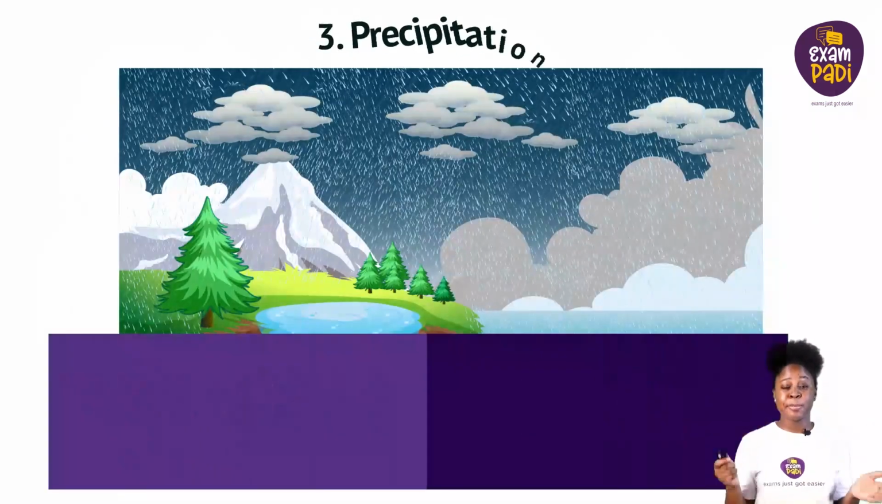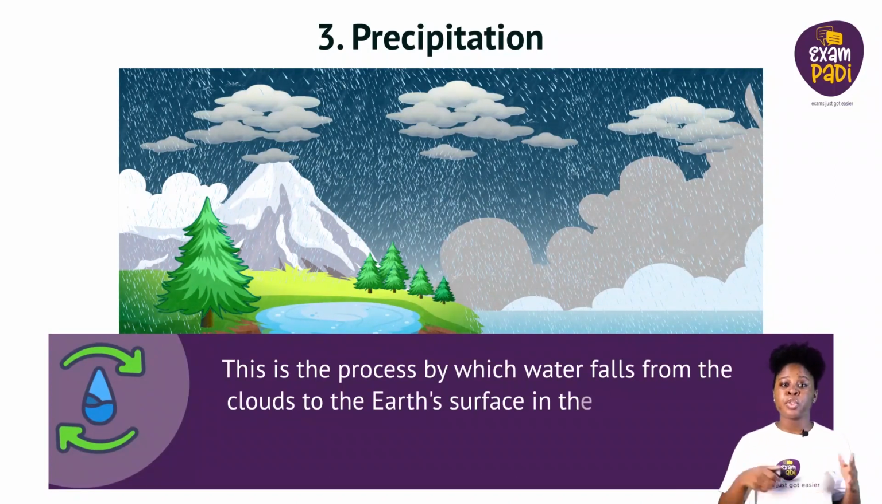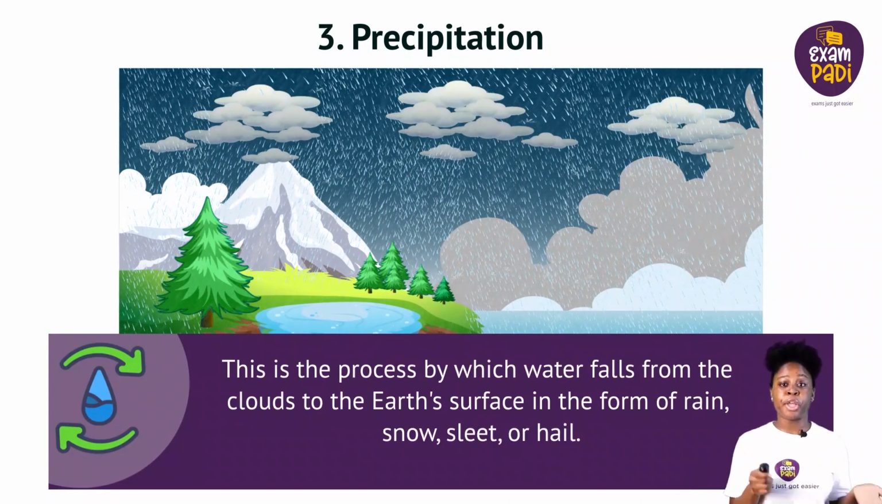Number 3, precipitation. This is the process by which water falls from the clouds to the Earth's surface in the form of rain, snow, sleet, or hail.